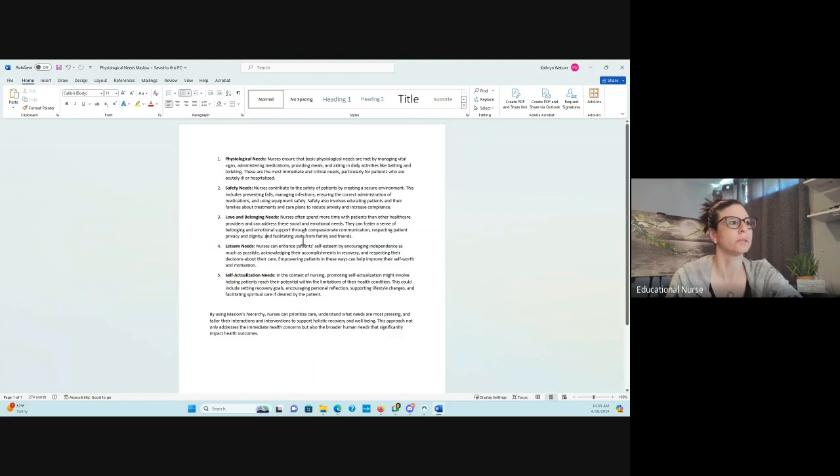Then it's love and belonging needs. The nurse often spends more time with patients than other healthcare providers. So the social, environmental, and emotional needs come in. This fosters a sense of belonging and emotional support. You'll find that it's amazing that with a lot of elderly patients, just having one small moment with them, sitting with them and holding their hand or just listening to them, goes beyond measure because they sit home alone all the time. You can just think about it like you're home alone and you have nobody to talk to.